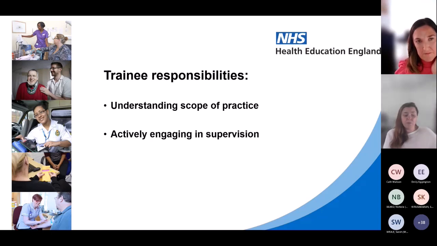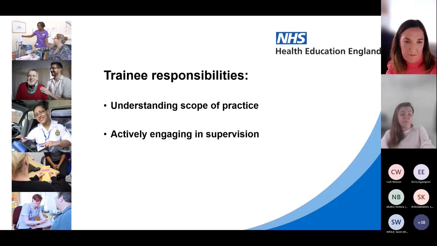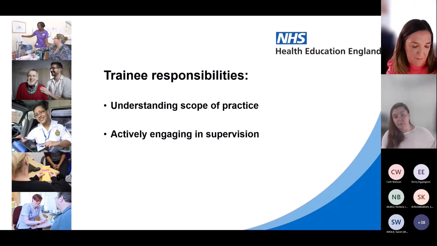So to support their own transition to advanced practice, the AP trainee should be appraised of their own scope of practice and responsibilities as a registered practitioner, actively contribute to supervision, and work in partnership with their supervisor to negotiate and agree a learning plan, to address performance and support enhanced learning opportunities. And they can complete a readiness to become an advanced practitioner checklist to help them identify learning needs.